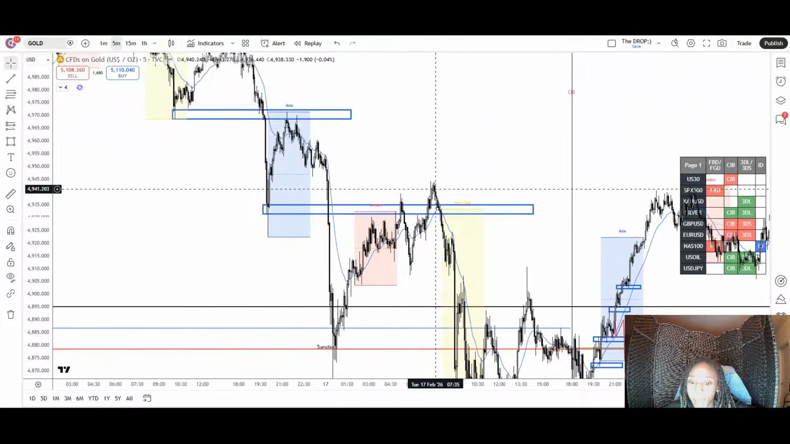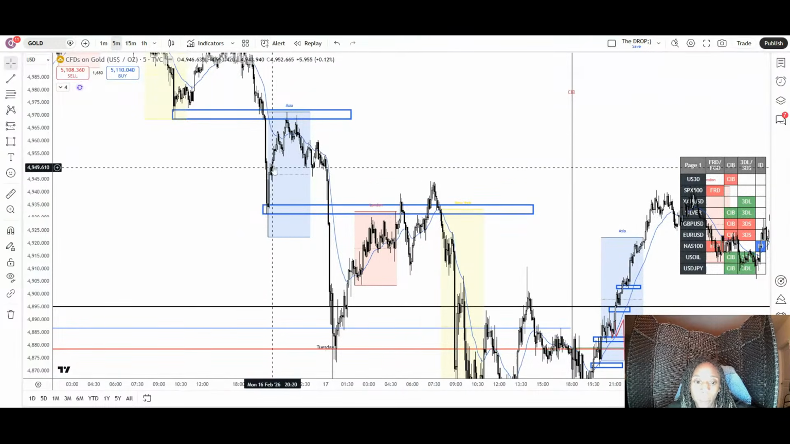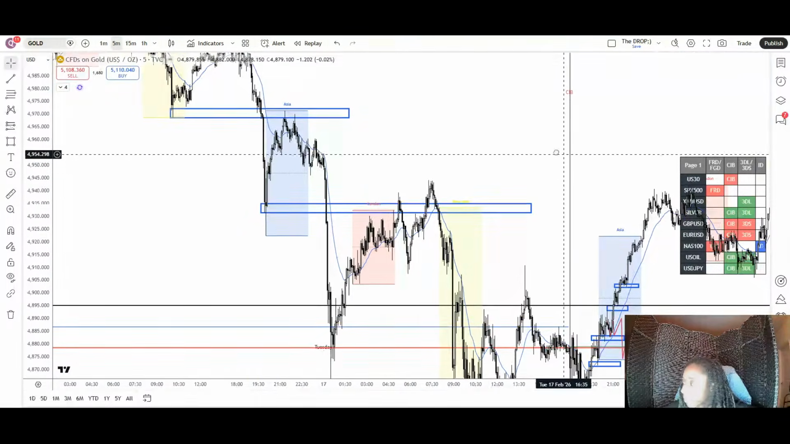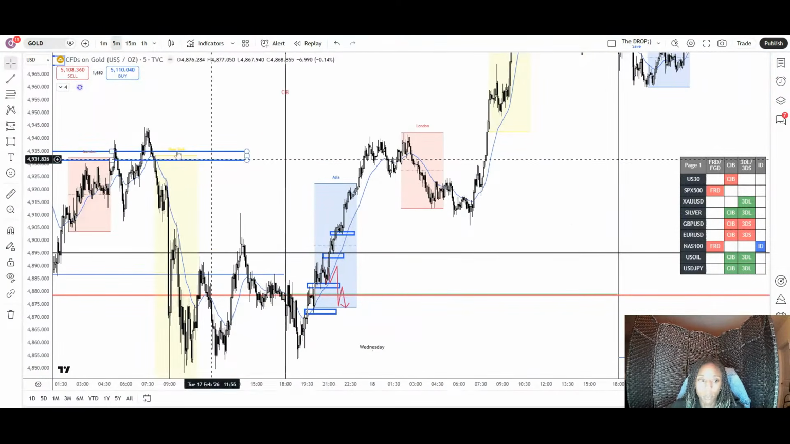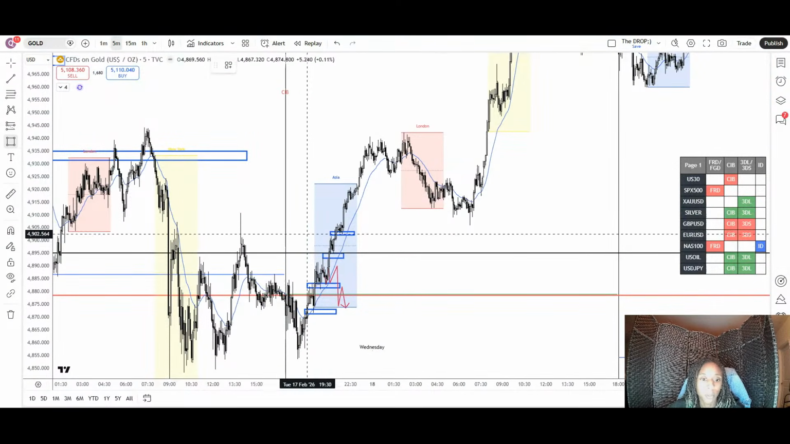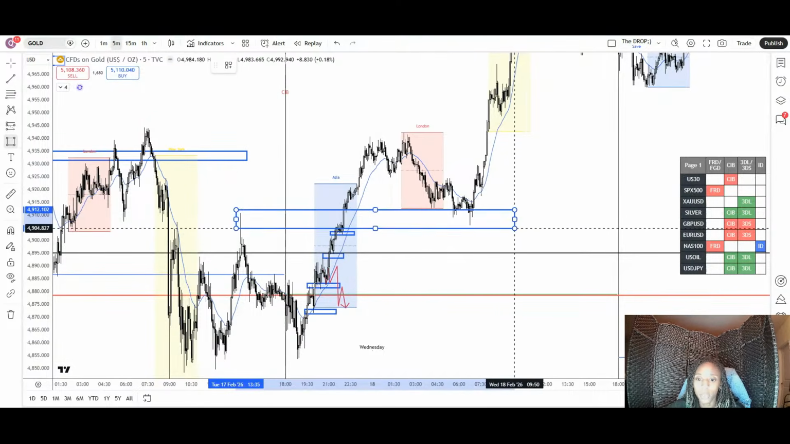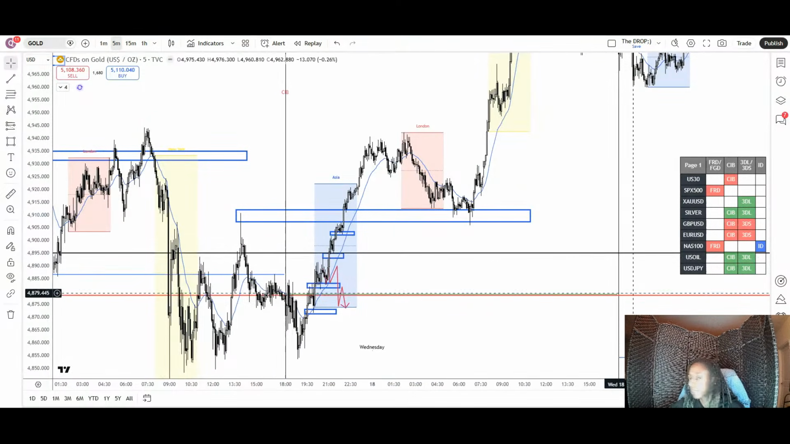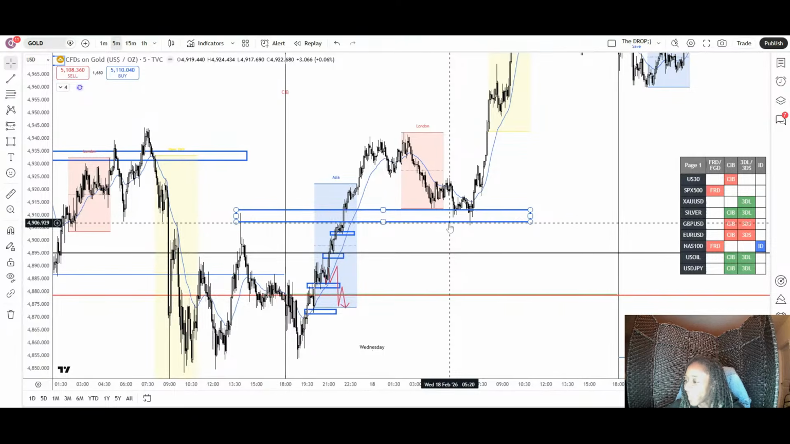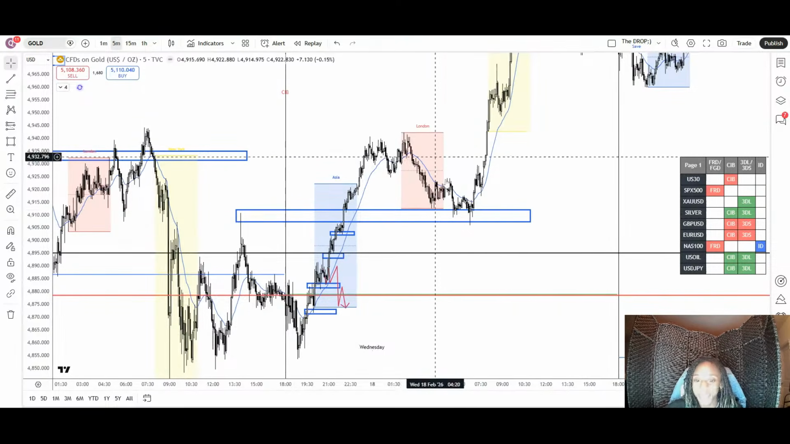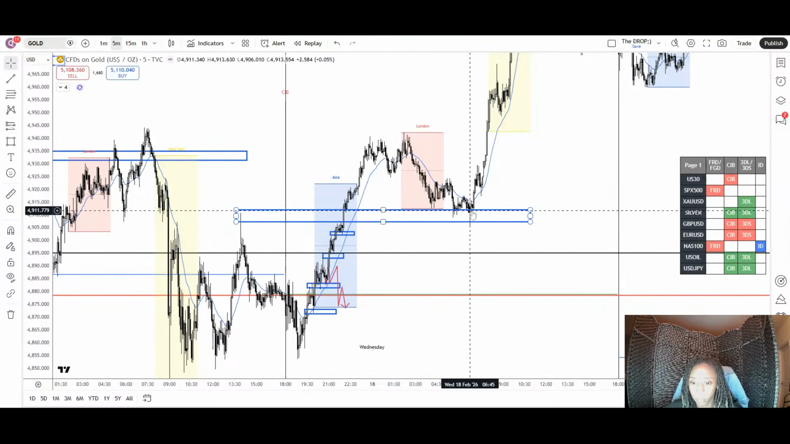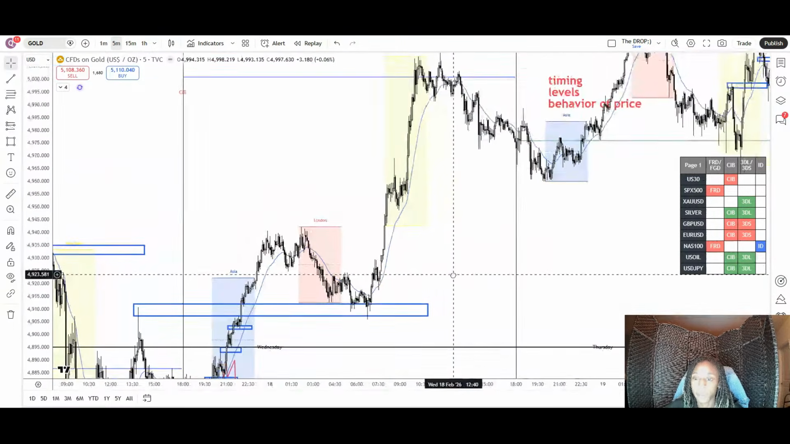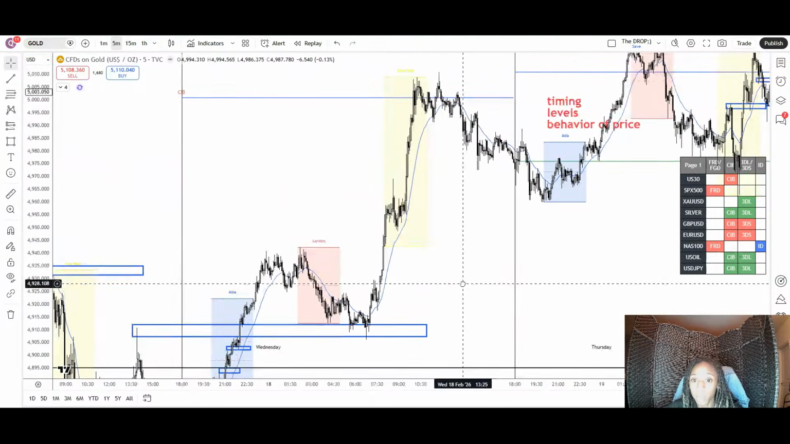Breakout, pullback, trend. Breakout, pullback, trend. I kid you not, this happens all the time. But the problem with us, we're too impatient. Who's waiting for this? It's only a few that can wait for this.